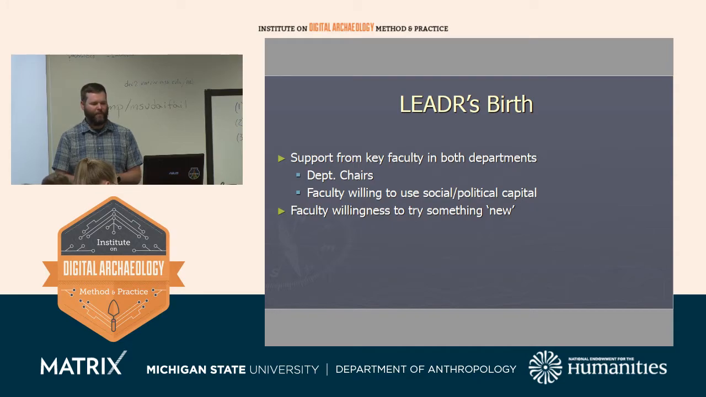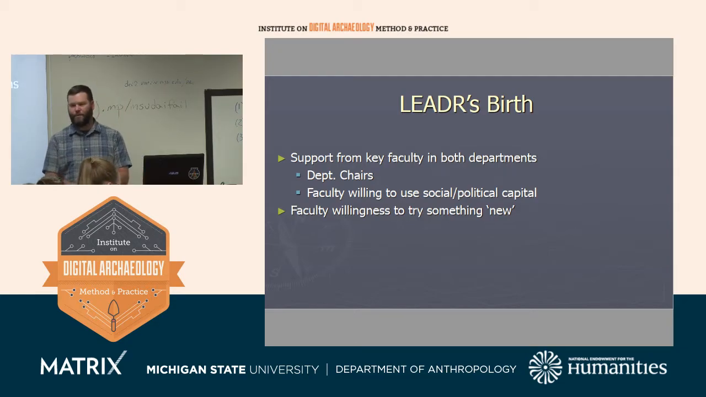And then I've written down faculty willing to use social and political capital. What I mean by that is if you're getting resistance from other faculty members, you have to have somebody or a few people who are willing to say, this is worthwhile, this should happen in our program, we want to take the risk and do it. And if people aren't willing to step up and say that, it might not be the best time to try and undertake the program. And also, obviously, trying something new.